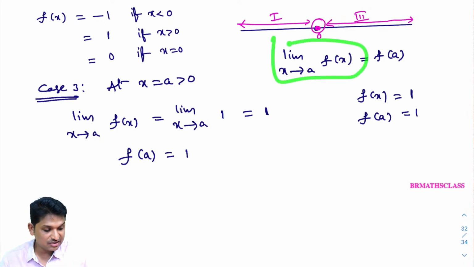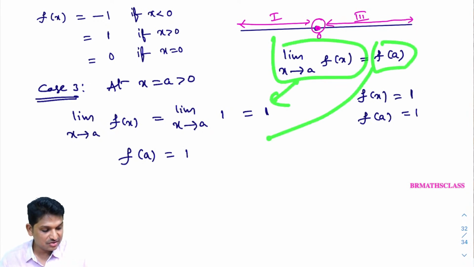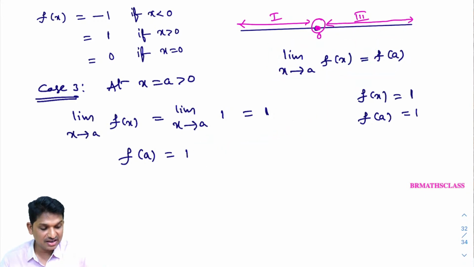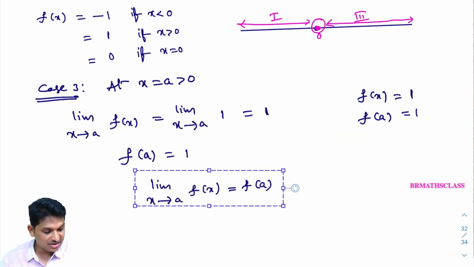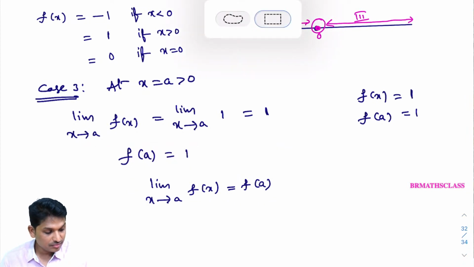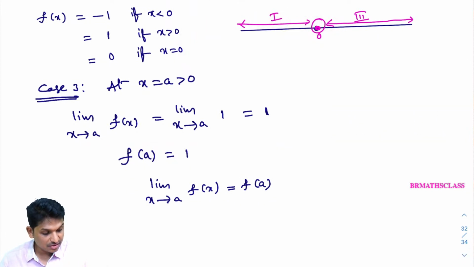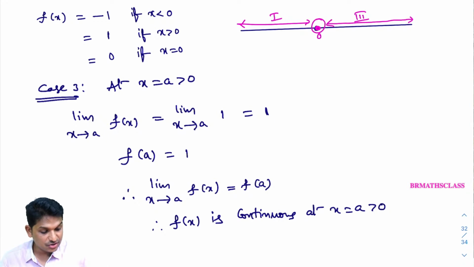So I calculated this one, I got 1, and I calculated this one, I got 1. So what can I say here? Therefore limit x approaches a of f of x equals f of a. This value is 1, this value is also 1. So what is the conclusion? Therefore f of x is continuous at x equal to a whenever a is greater than 0.